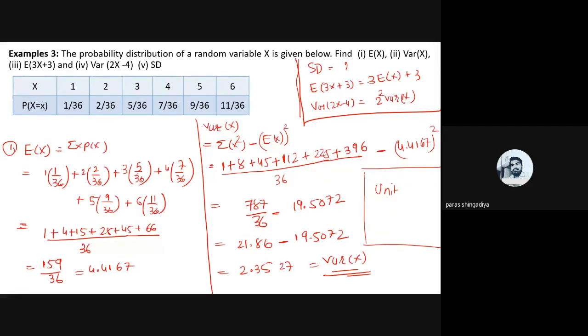Second is E of 3X plus 3. What does it mean? It is 3 of E of X plus 3. And what is the variance of 2X minus 4? It can be written as 2 square variance of X, since the coefficient of X is 2. That is for your homework, and you can easily check it right now also. E of 3X plus 3 is 3 into 4.4167 plus 3, so you will get 16.250. And the second one is 2 square, meaning 4 into variance of X, 4 into 2.3527, which is 9.41080. So that part you will get as the answer.